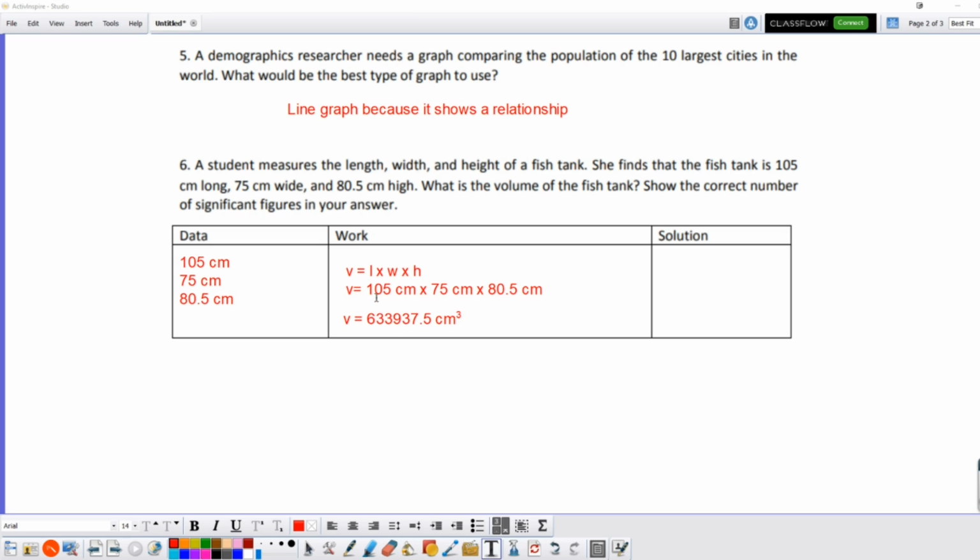In 105, there's 3 sig figs. 75 has 2, and 80.5 has 3. So my lowest amount is 2. I have 2 sig figs in 75. Therefore, my answer can only have 2 sig figs. So I have to round that 633,000 down to V equals 630,000 cubic centimeters. All right. So that's practice problem number 6.